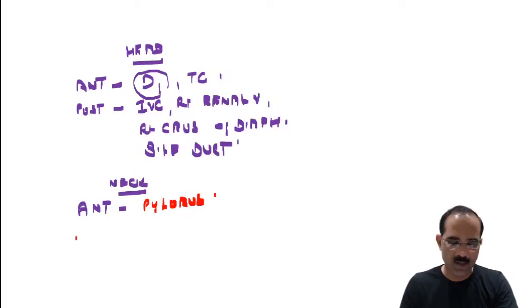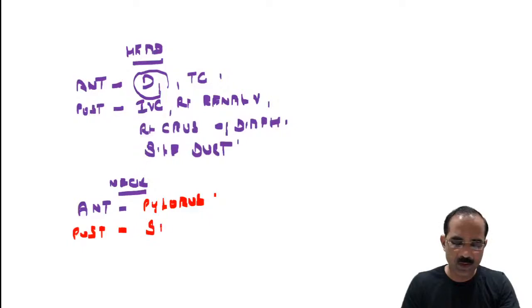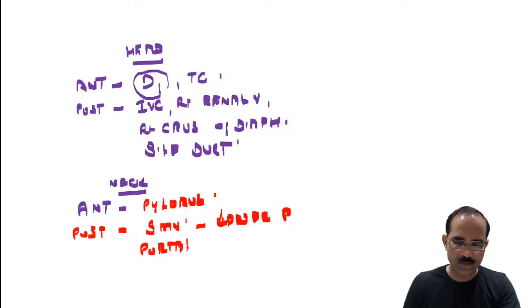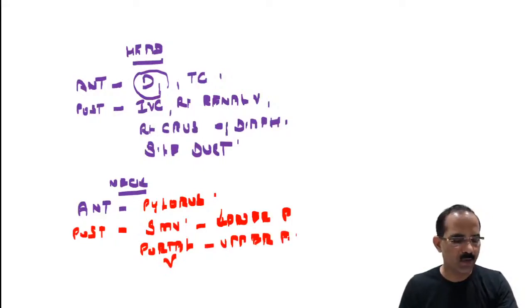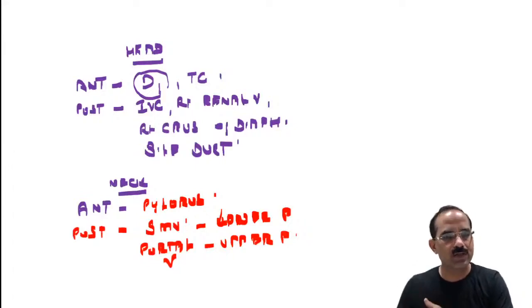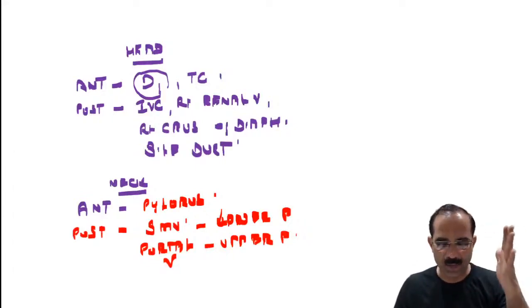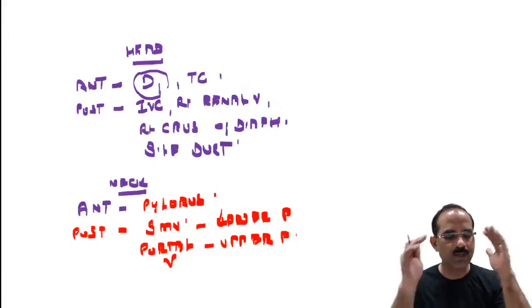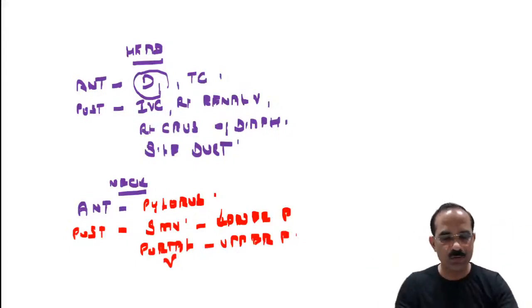Pylorus of the stomach. And posterior relation of the neck of the pancreas would be the superior mesenteric vein in its lower part, and portal vein in its upper part. Right? So superior mesenteric vein in its lower part and the portal vein in its upper part. Perfect. Be very clear. So once you get out of this lecture, you should be able to recollect all these things that we have gone through. So that's about the neck of the pancreas.